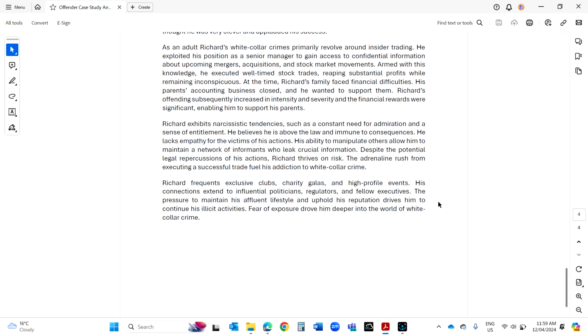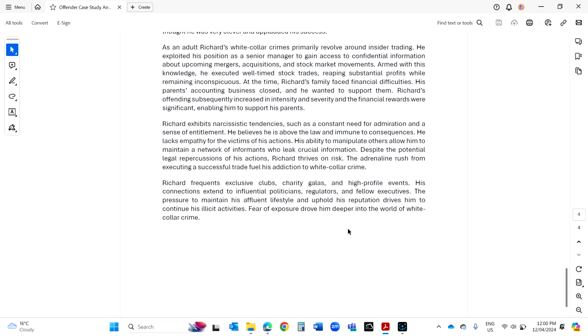So in terms of Richard, we get some more detail about his social setting, his extravagant lifestyle, and the fact that he wants to really hold on to that. And there's a pressure that he feels to maintain that affluent lifestyle. And that really drives him deeper into the world of white-collar crime. So another really interesting offender profile there.